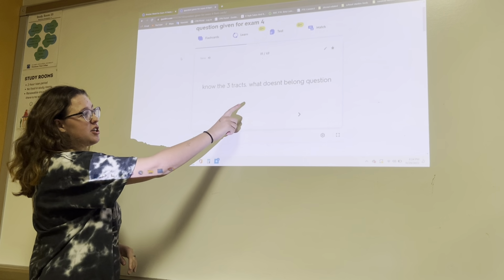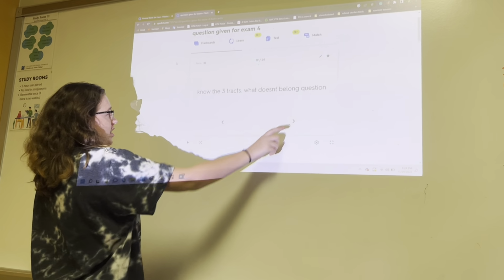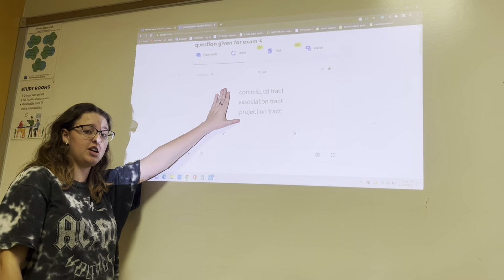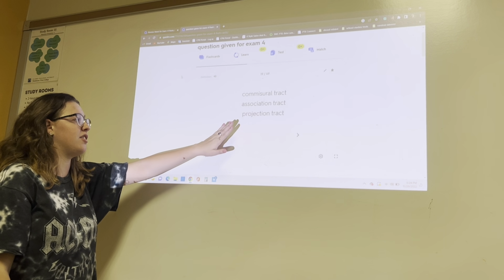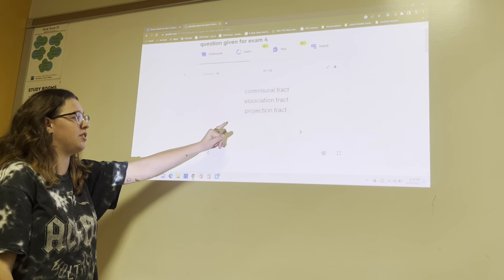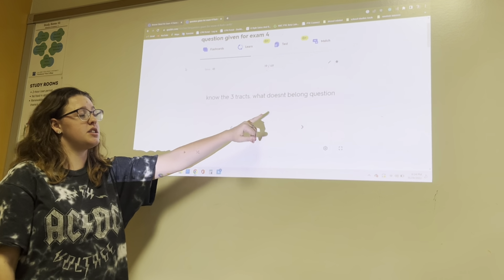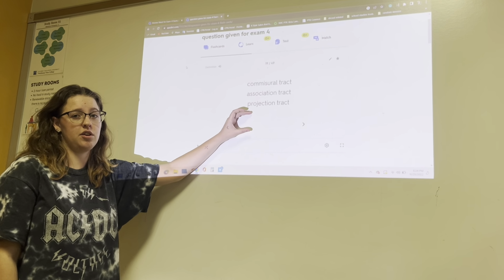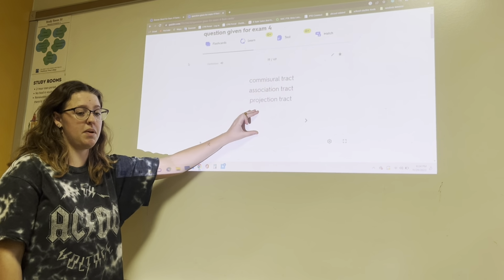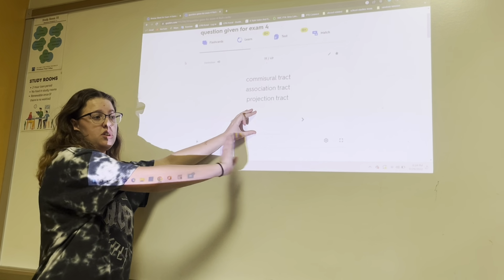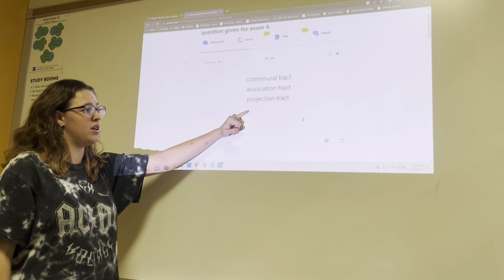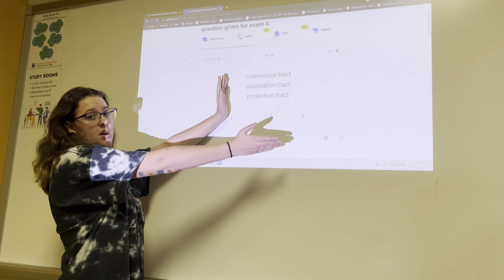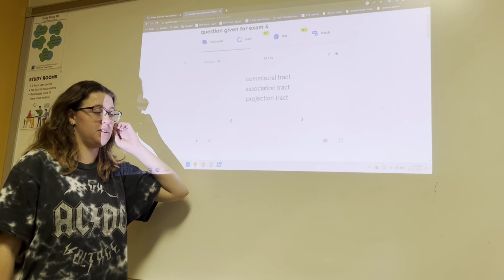So know the three tracts and what doesn't belong in the question. These are the three tracts that you need to know. Whatever the other answer is, that's the one you pick, because it's asking which isn't a tract. These are the three answers it would be if it was asking what the three tracts are, but you're going to pick the mystery fourth answer.